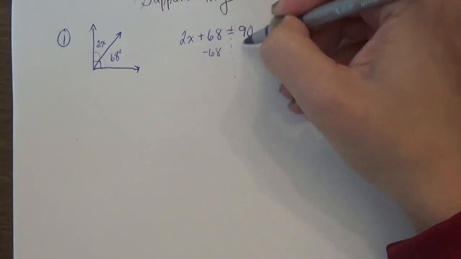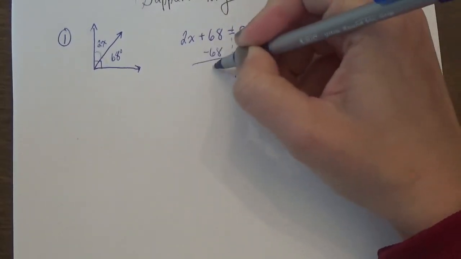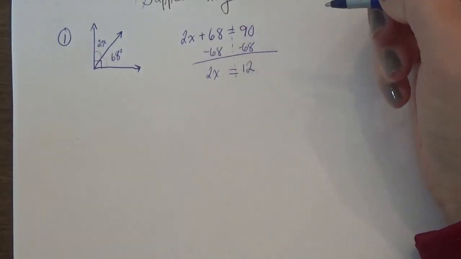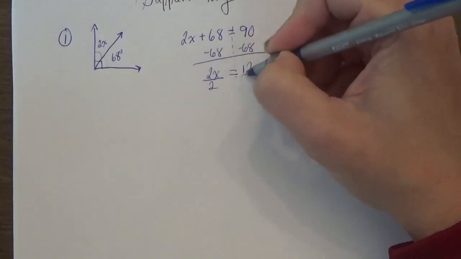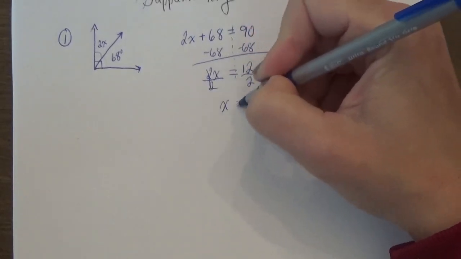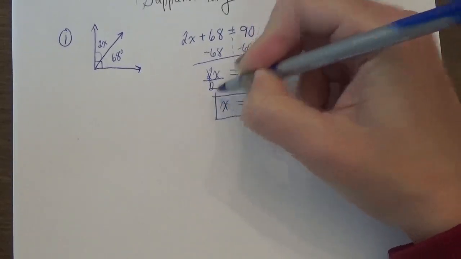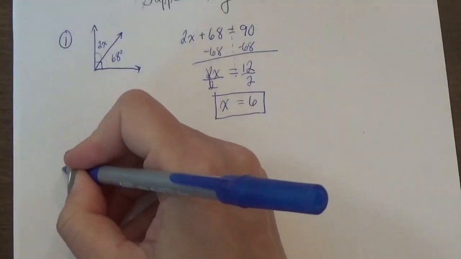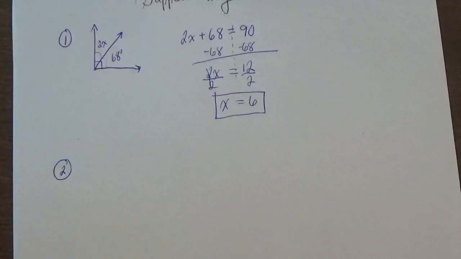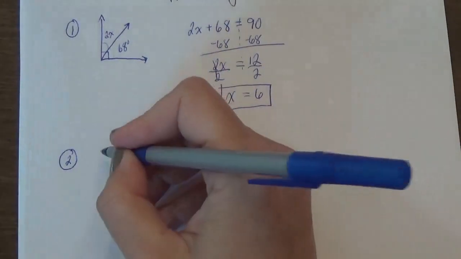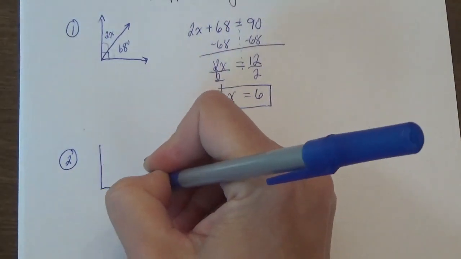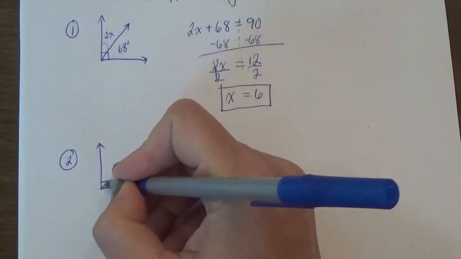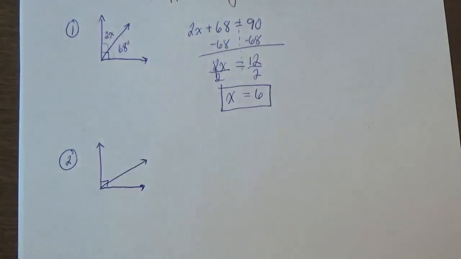So I'm going to subtract the 68. I'm left with 2x equals 12. Divide by the 2. I get x equals 6, and I am done. Just like that. All right, let's try another one. That's 90 degrees. See how we do here. So same picture. 90 degrees, and let's draw like this.